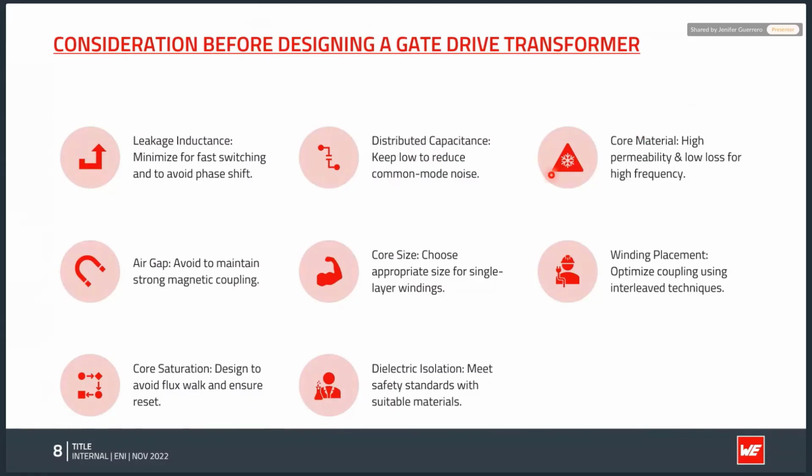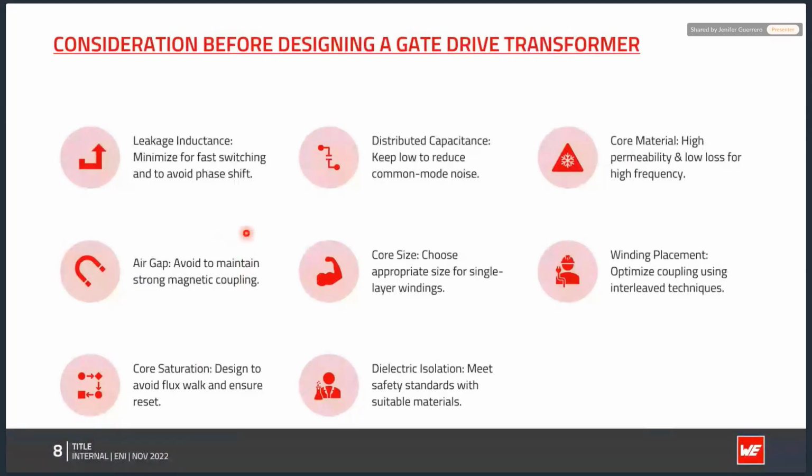Then, if we're talking about the core material, the choice of core material will determine your efficiency. You need a high permeability, low loss core that performs at your switching frequency. Again, it depends on the application and the IC that you're using, but typically we have designed between 100 kilohertz and 1 megahertz. This helps reduce the core losses and keep the transformer compact.